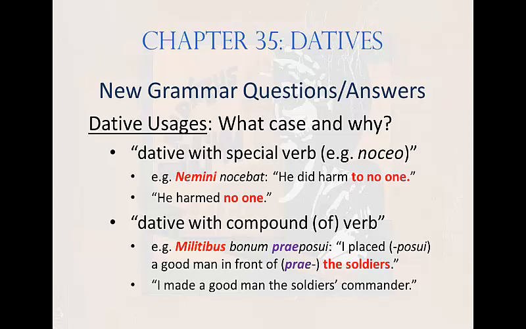If I underline militibus and ask you what case and why, what would your answer be? Dative with a compound verb. But don't cite the specific verb here. Instead, say the rule, with a compound verb, so I know that you know it's the prae that's tripping off the dative, not the whole verb, including posui. The posui has its own expectation, here bonum, an accusative direct object, which is also a perfectly legitimate grammar question.